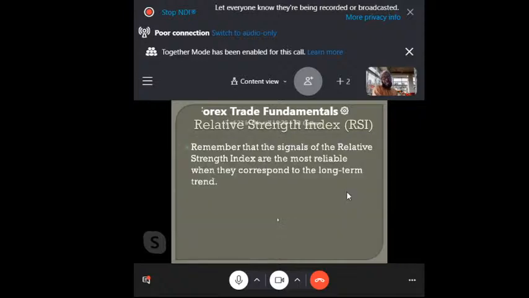Remember that the signals of the relative strength index are the most reliable. Mark this word. They are the most reliable when they correspond to a long-term trend. So if you are looking for reliability and you are a long-term trader, better go for RSI. At this stage, I expect you to start zeroing your mind to take your favorite tool, because the tools are coming and going. You have to capture the one that you want to marry and make her your bride. Yes. So we move.